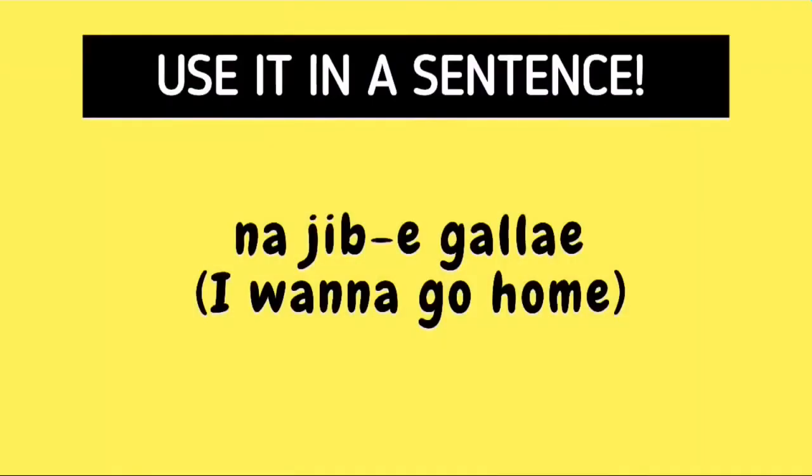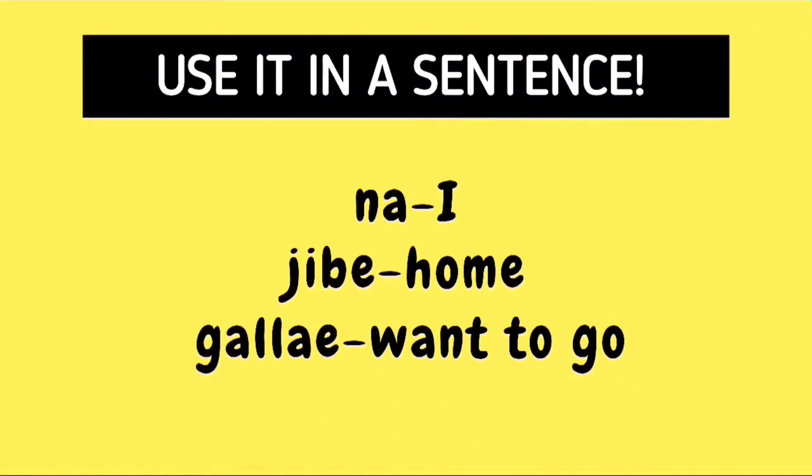Now let's try looking into this example sentence. It says, na chipe kale, which is translated into English as, I wanna go home. That sentence could be subdivided into three. The first part is na, which means I. Second part is chipe or chip, which means home. And the third part is kale, which means want to go. And when these three parts are combined, it would result in a sentence that means I wanna go home or I wanna go to home.